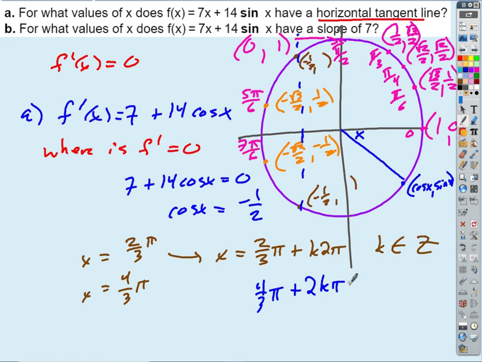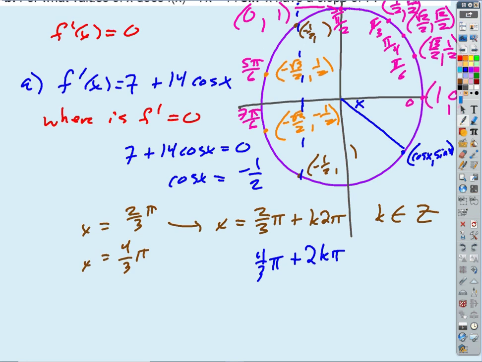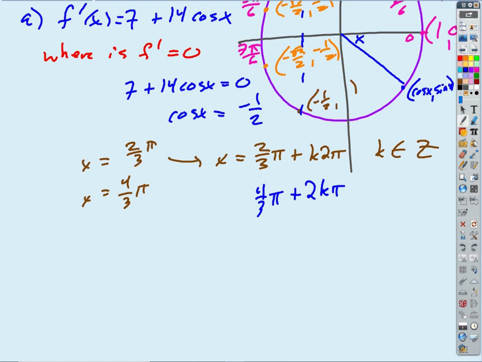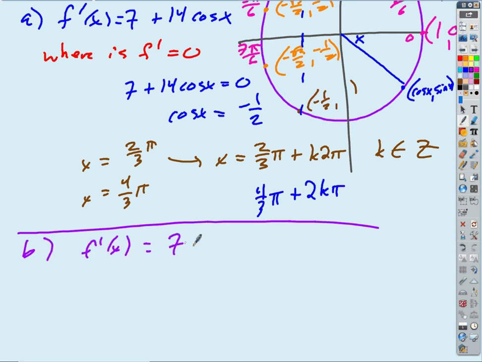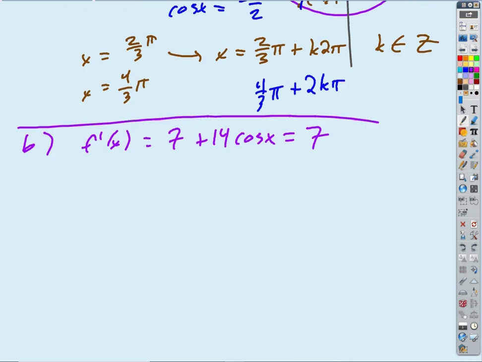Okay. Now, what about the second one here? The second one, I want to look at this real quickly. They want to know where it has a slope of 7. So we already took the derivative. There's the derivative function. We're going to set it equal to 7. So we're doing part 2. There's our derivative. Want to know where it equals 7. I subtract 7 from both sides, and I get the result 14 cosine x equals 0, and that's true when cosine x equals 0, right?